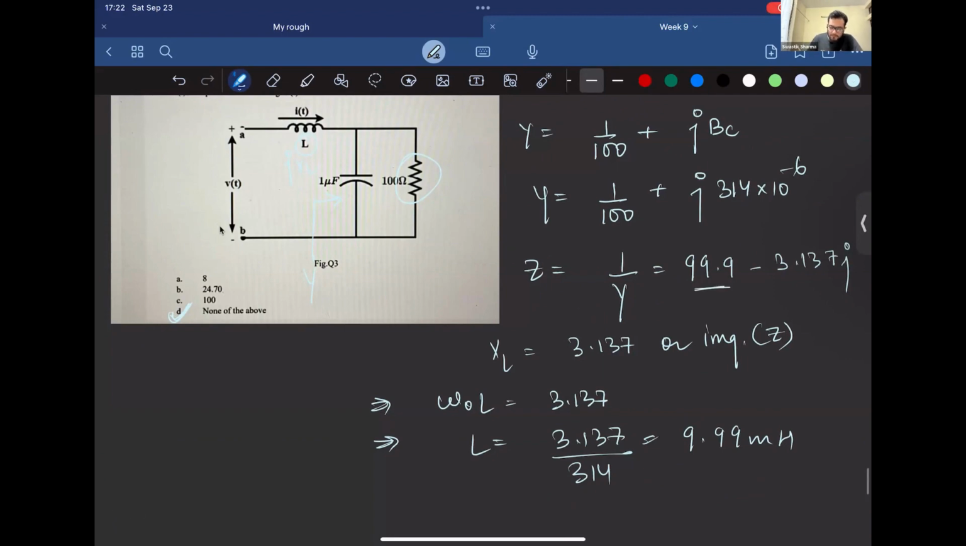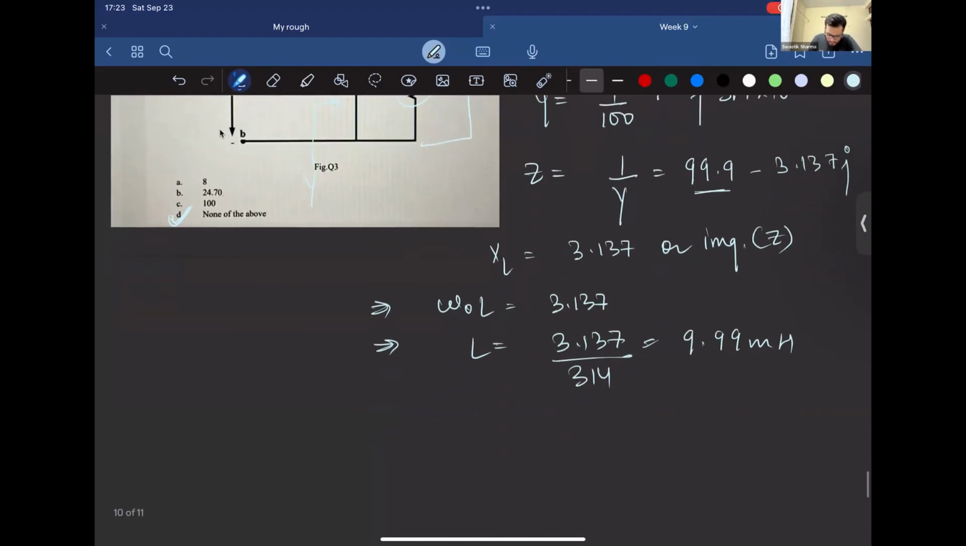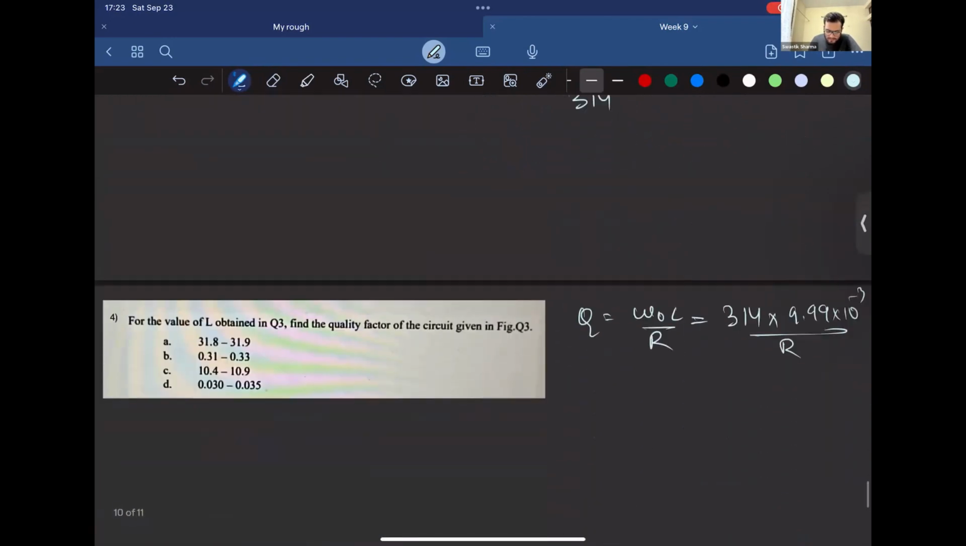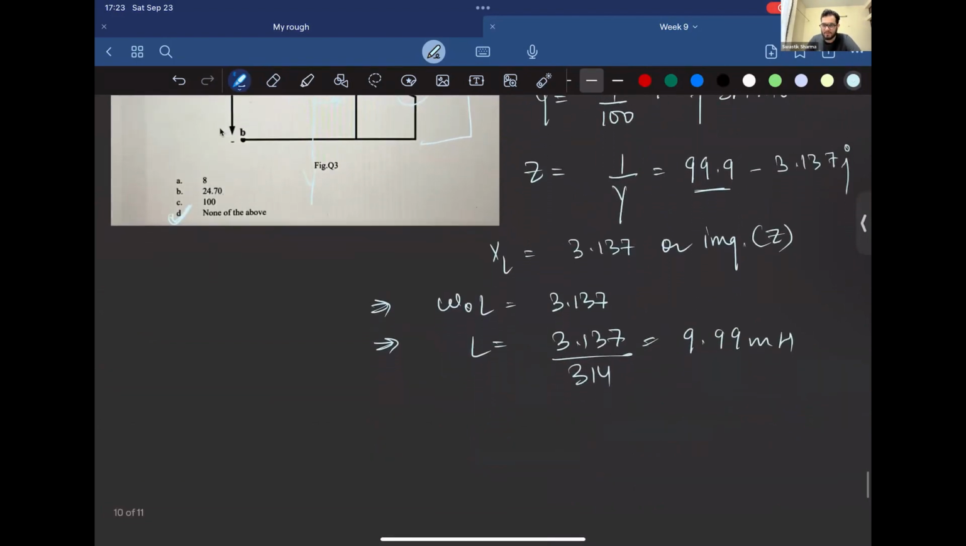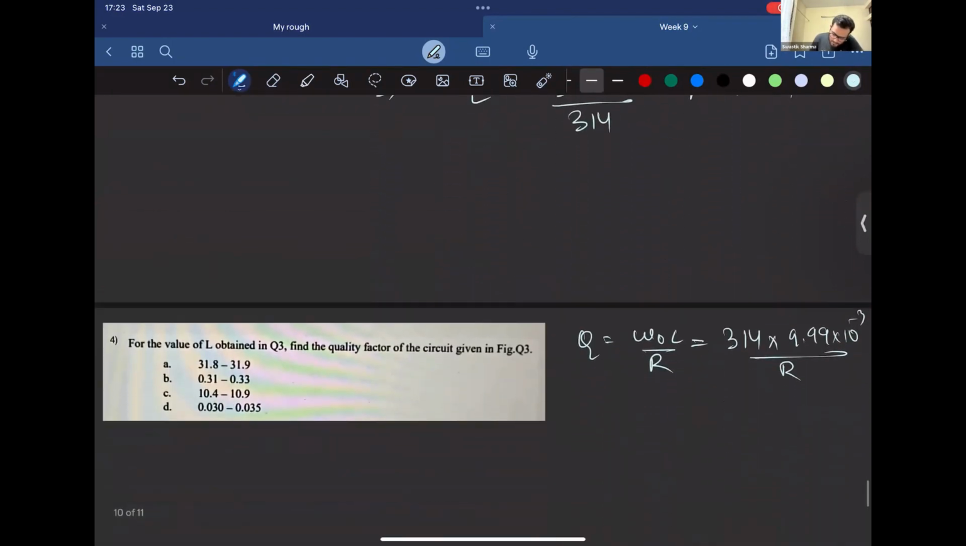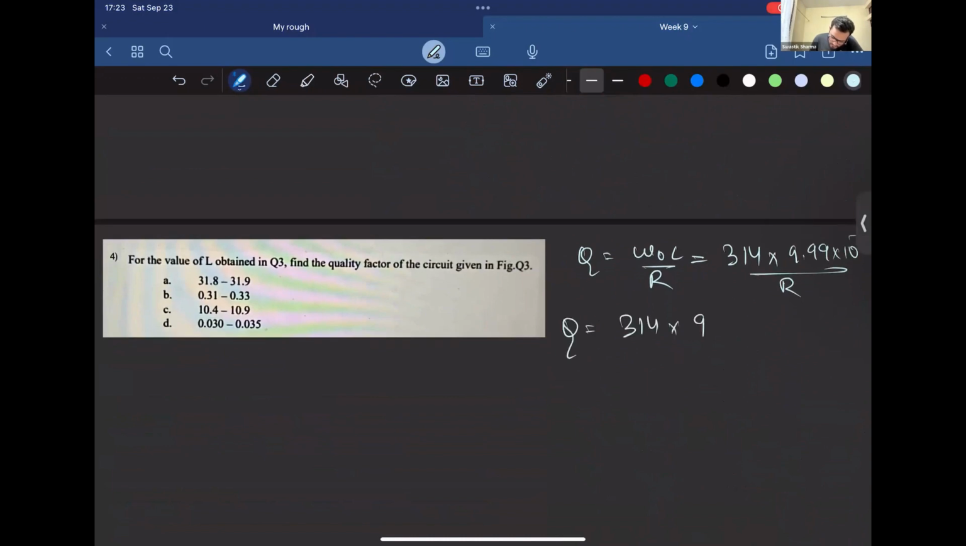So 99.9 is also 100, but yeah. Whatever equivalent impedance you found out, the real part of it is the resistance, right? You calculated the equivalent impedance of this parallel structure, and you equate it to its equivalent series structure. In that series structure, whatever the value of R is, you go ahead with it. Right now it's 99.9, but had the capacitor value been different from 1 microfarad, say 2 or 3, it would have been a different value.